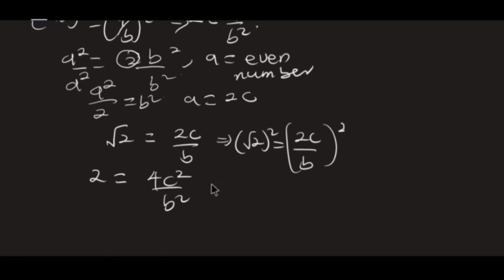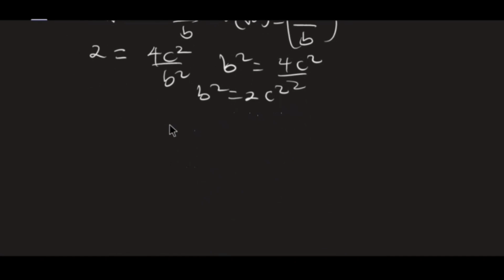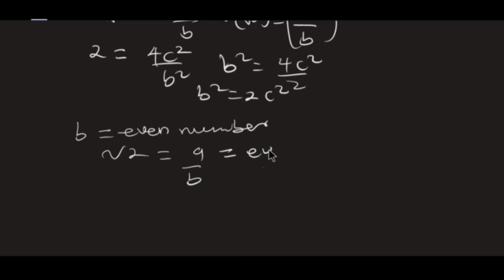And at this point, I can make b squared the subject. So b squared will be equal to 4c squared over 2. And hence b squared is equal to twice c squared. At this point, we can also say that b is an even number because b squared is twice a number. So right now, square root of 2 is equal to a over b. We found out that a is even over b, which is also even.